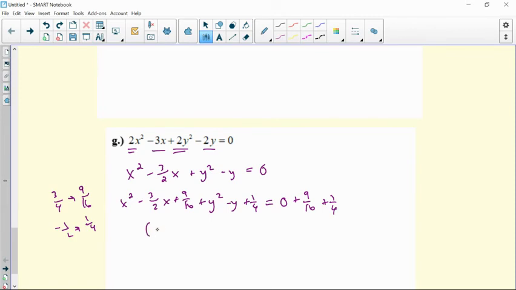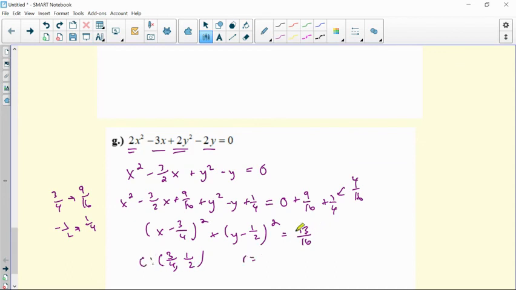So then that becomes x minus 3/4 squared plus y minus 1/2 squared equals, and then in the world of sixteenths, like 1/4 would be 4/16. So that's the same thing as 4/16. 9 plus 4, which is 13/16. So at least I know my center is 3/4, comma 1/2. And then my radius is equal to the square root of this value, which is root 13 over 4.